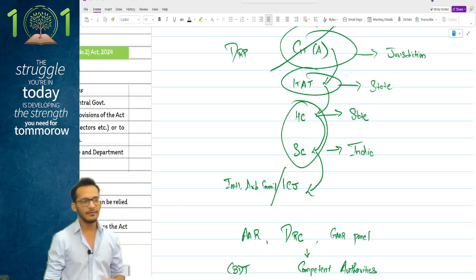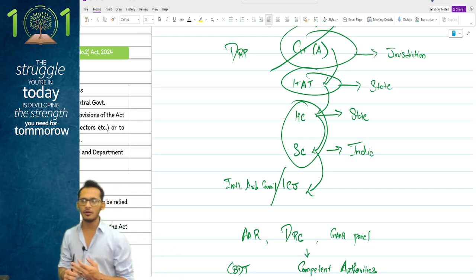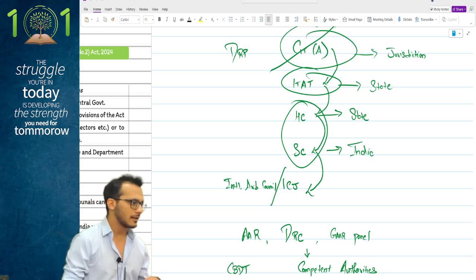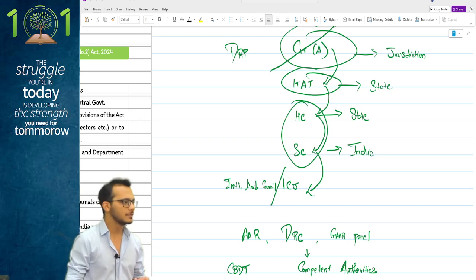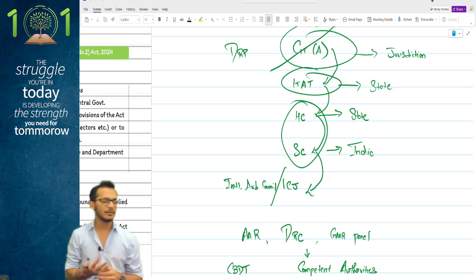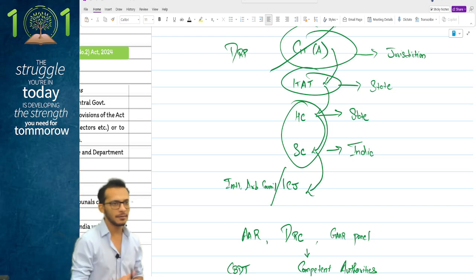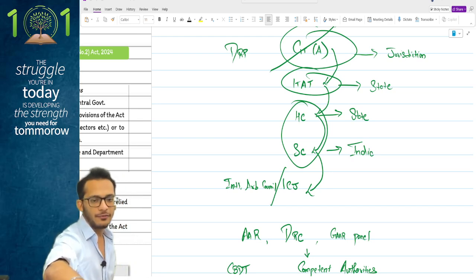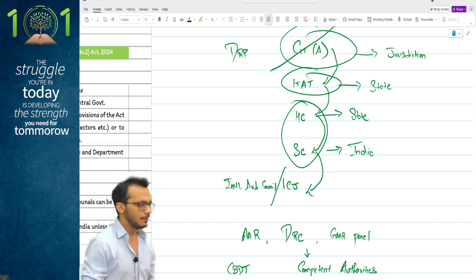Then we moved forward and tried to understand the difference between a law and an act. We spoke about the fact that law is bigger than the act, and therefore includes inside it the act, rules, circulars, notifications, and case laws. When it comes to the act, in your syllabus you currently have the Income Tax Act 1961 amended by the Finance Act 2024 along with the Finance (No. 2) Act 2024. That is what you have.